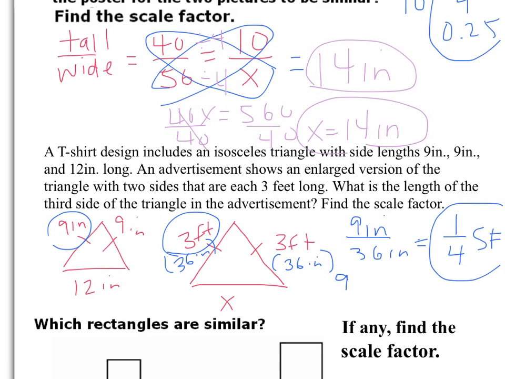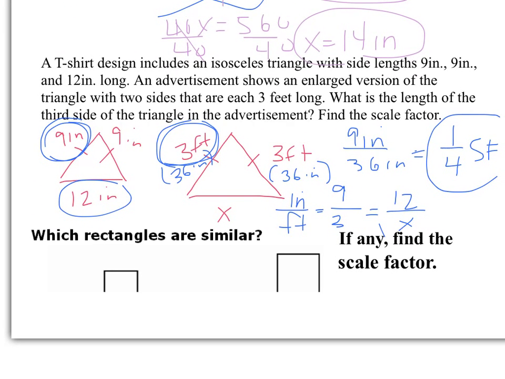Now, you can do one of two things here. You can have a rate where you have inches over feet for this point, okay? So 9 inches over 3 feet equals, now go to the other sides that you don't know. So we have 9 inches over 3 feet equals 12 inches over x feet. So you can have a rate, not the same units, when you're doing the proportion, just not for the scale factor.